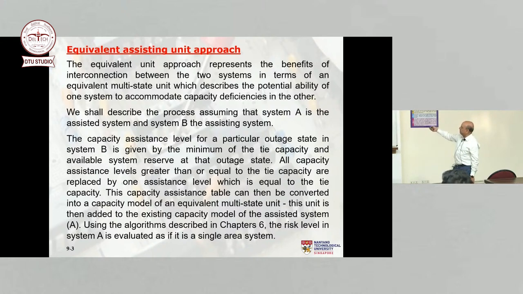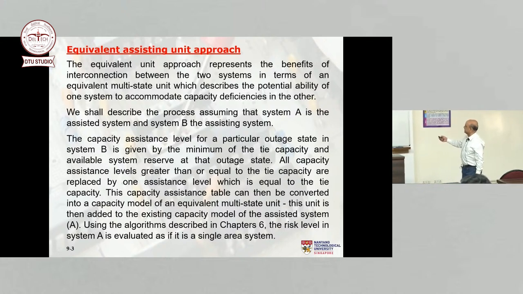So we'll proceed assuming that system A is the assisted system and system B is the assisting system. So I'm in system A, you are in system B, you are assisting me. That's what I'm doing now. We can also do the reverse, obviously. But once we know one side, we can always do the other side as well, right? The calculation can be repeated very easily.